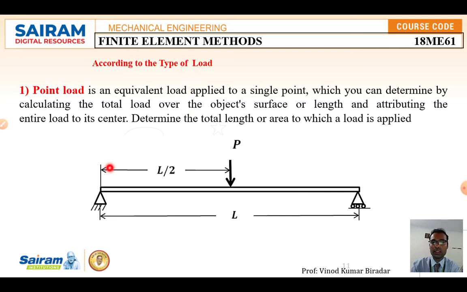Look at the point load. Such a type of beam element you are going to call a point load, where the load is acting at a single point. A point load is an equivalent load applied to a single point, which can be determined by calculating the total load over the object surface or length and attributing the entire load at its center. Determine the total length or area over which the load is to be applied. Here the load is acting on this element. Just as an example, this is one end, this is another end, this is fixed, and this is the roller support, and the load is acting exactly in the middle of the total length.